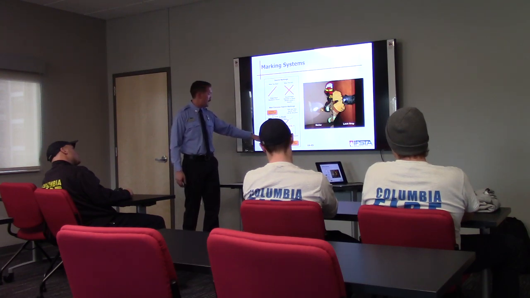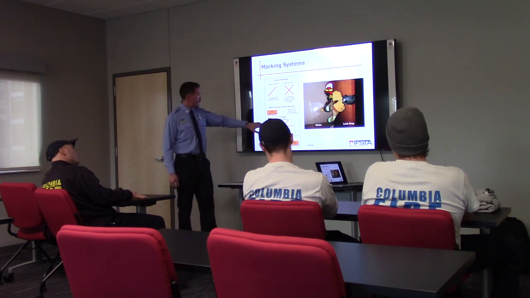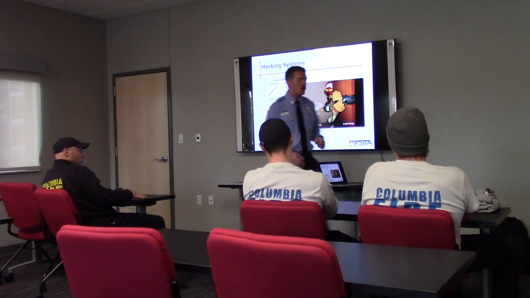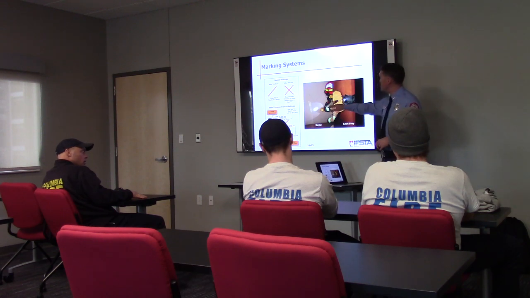So we've got 2 live and 3 dead still inside that structure, inside that compartment, whatever the situation dictates here. And then your search team name, so that might be Quint 7, Quint 6, Quint 5, Ladder 1, Ladder 2, what have you. Make sure that you make that marking there. So we are going to use the marking system whenever we do our practical evolution today.